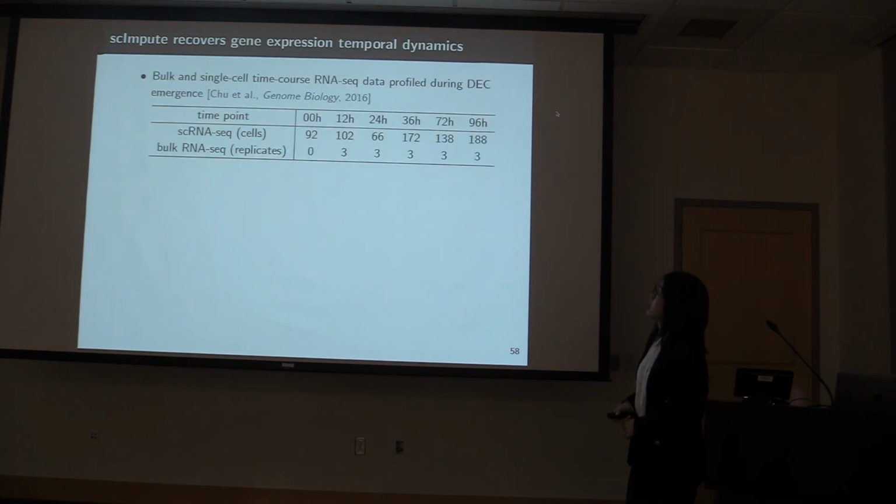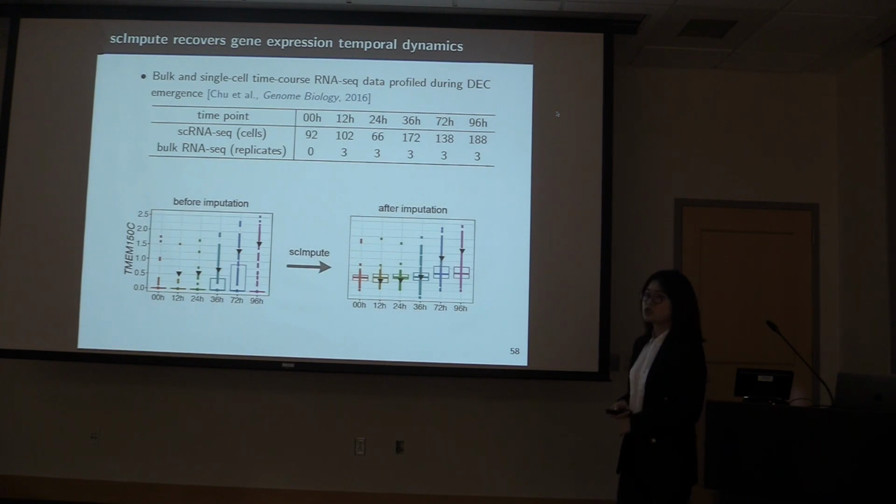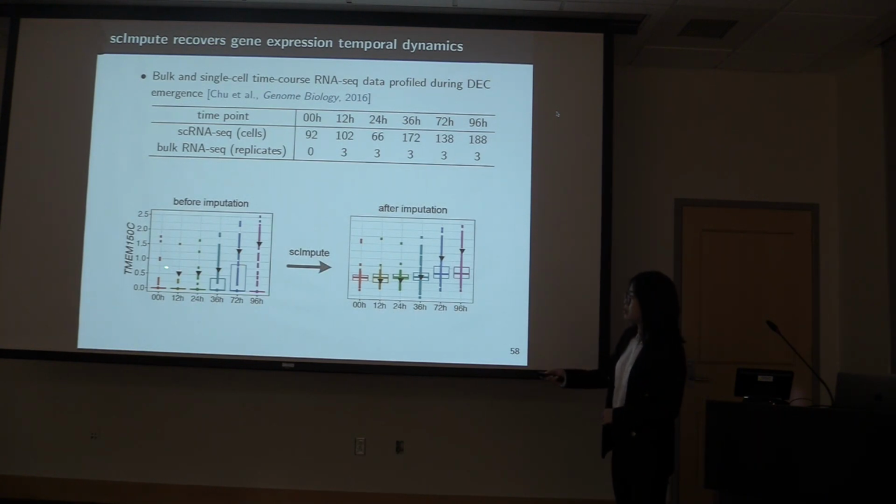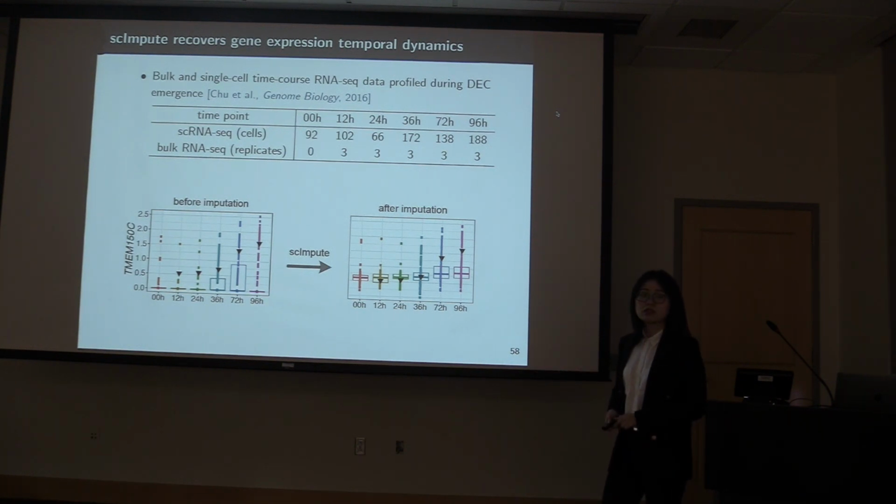And for the second example, I want to show that the temporal dynamics of single-cell gene expression can be recovered by S-impute. And in this example, I collected both bulk and single-cell time-course RNA-seq data profiled at different time points during the differentiation from embryonic stem cells to endoderm cells. And we can take a look at this gene, for example. In this plot, these black triangles mark the gene expression values calculated based on bulk data, and the box plots demonstrate the gene expression values in single-cell data.